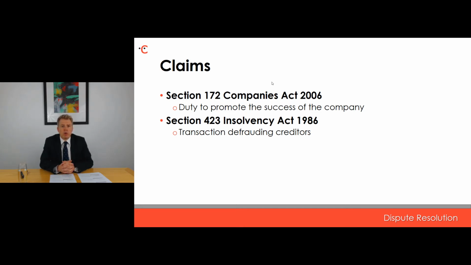The second claim was against Sequana. This was the recipients of the dividend payments under Section 423 of the Insolvency Act. This is known as transactions defrauding creditors. So if a company at any time enters into a transaction for less than its true value, and it does so with the intention of putting its assets beyond the reach of a creditor or a potential creditor, then the court can subsequently reverse that transaction.